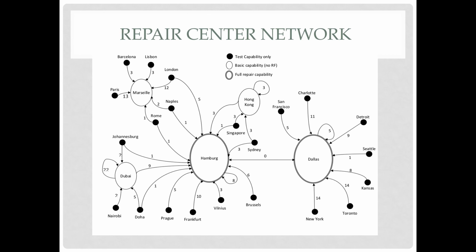Another interesting property is the minimum vertex cover. As would be expected, the 5 locations with repair capability are incident with all edges in the network. However, if we removed repair capability from Hong Kong, we could accommodate all of Hong Kong's repairs using edges that already exist in the network.